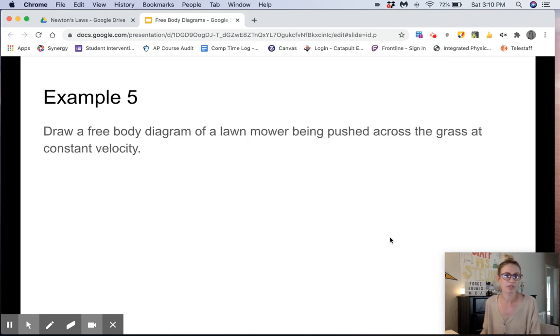Example number 5, we want to draw a free body diagram of a lawnmower being pushed across the grass at constant velocity. So again, here's my lawnmower. It is on the earth, so I'm going to draw the force of gravity because it is keeping that lawnmower on the earth and not floating up into the sky. I also know that it's being pushed across the grass, so it is resting on that grass. The grass is supporting it, holding that lawnmower up on the surface of the earth. So we have a normal force upwards on that lawnmower.